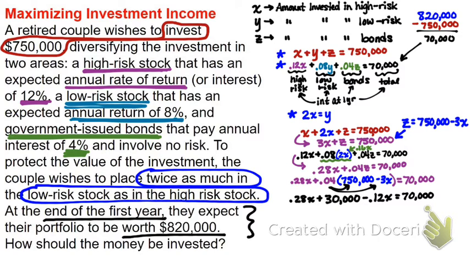I'm going to combine my like terms together. And at the same time, I'm going to subtract 30,000 from both sides. 0.28x minus 0.12x leaves me with 0.16x equals 40,000. Divide both sides by 0.16. And I get that x is what? 250,000.